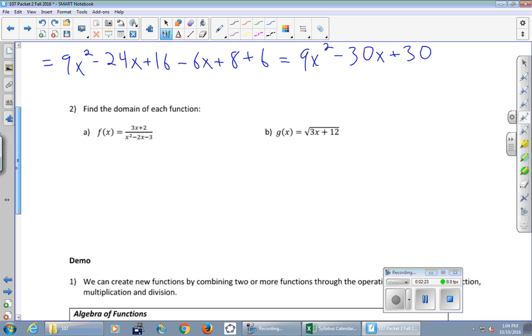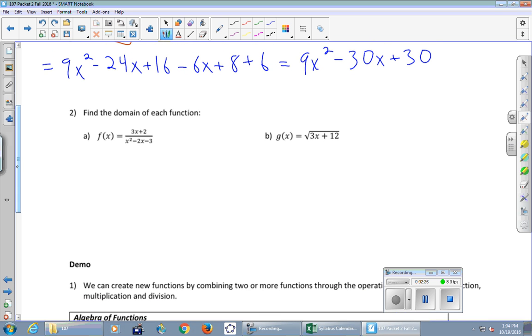Okay, domain. We've talked about this a few times this semester, so let's refresh our memory. For the domain of a function, when you're given a formula, like we have 2 formulas here, there's typically only 2 things that we're looking out for. You cannot divide by 0, and you cannot take the square root of a negative. Those are the 2 standard domain things for formulas. Lo and behold, one of them is a fraction, so we have to avoid dividing by 0, and the other one is a square root, so we have to avoid taking the square root of a negative.